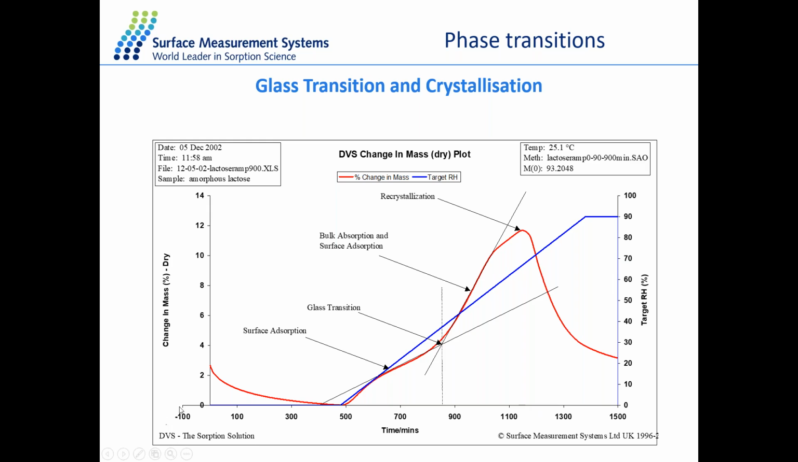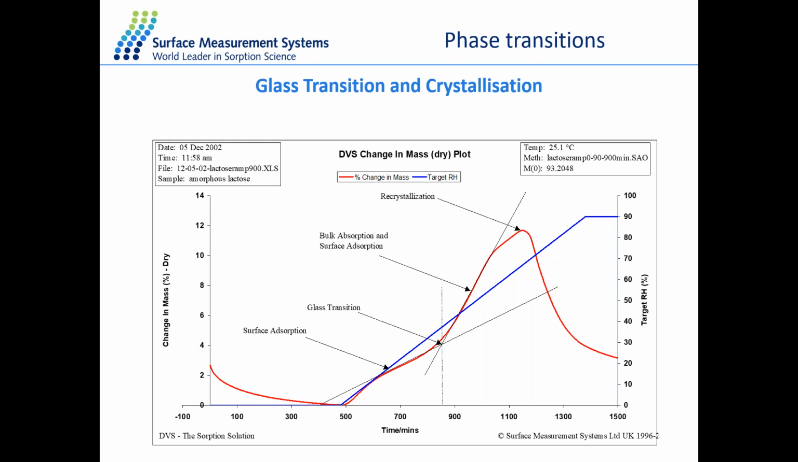This is a ramp. So what we do here, we start from a dry sample, and then we step up the relative humidity, in blue, constantly at a constant speed. And what we are doing here is we measure the mass change, the red line, in parallel to the relative humidity increase.